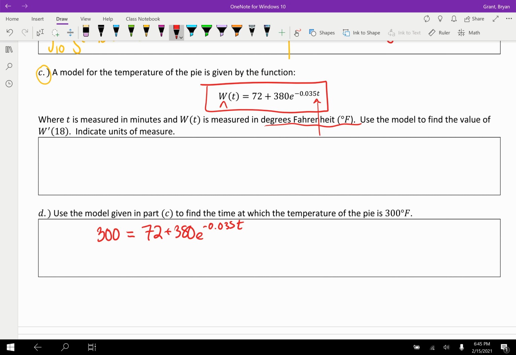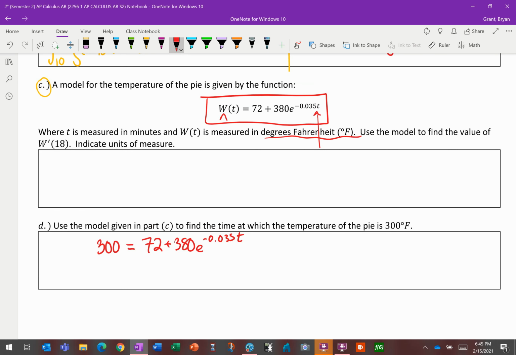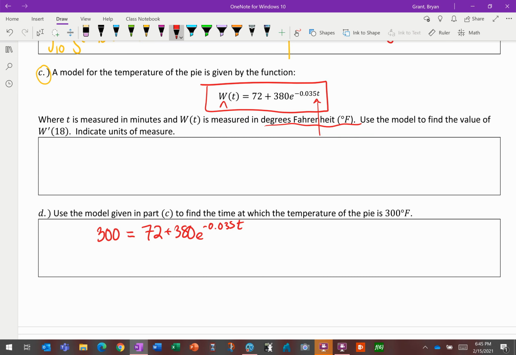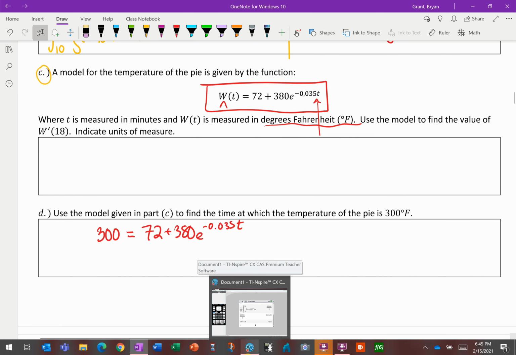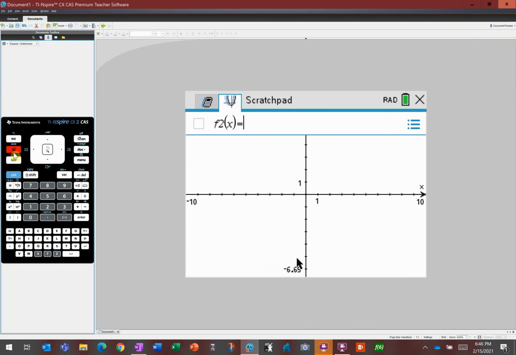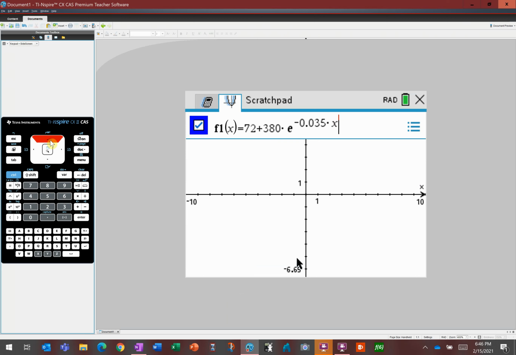But because this is calculator active, as soon as I saw that, I typed in the equation W of t equals 72 plus 380 e to the negative 0.035 t. I used x for t in this case, into my graphing part of my calculator because I assumed that I would probably want that at some point. So if I go to my graphing part of my calculator, you'll see that same equation. Make sure you use x instead of t though, because this is a function of x.